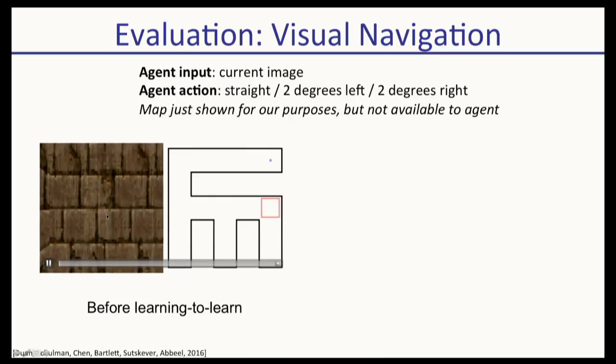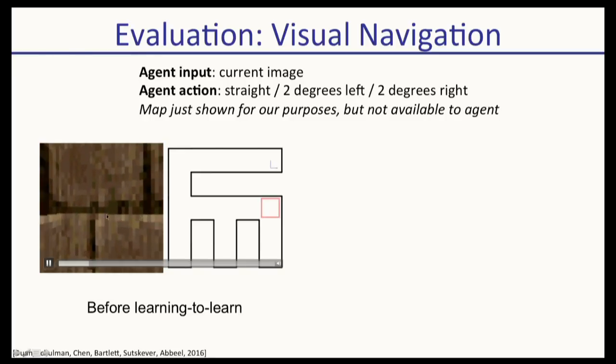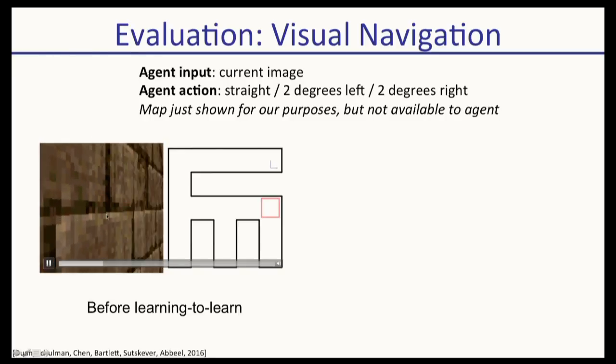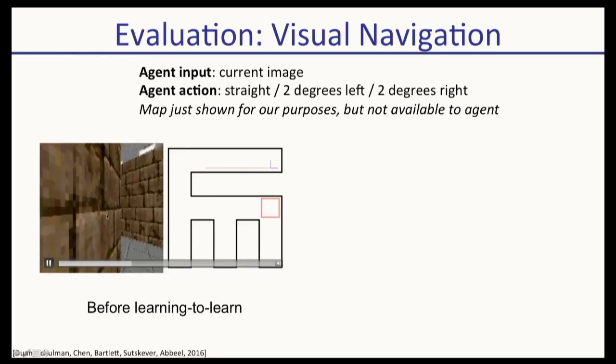So here's what you get with just random motion in this maze. It's not going to do much. And this is what the agent gets to see. This is what happens at the very beginning of the meta-training process.